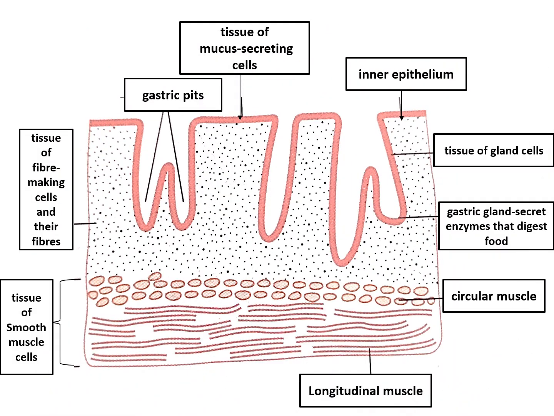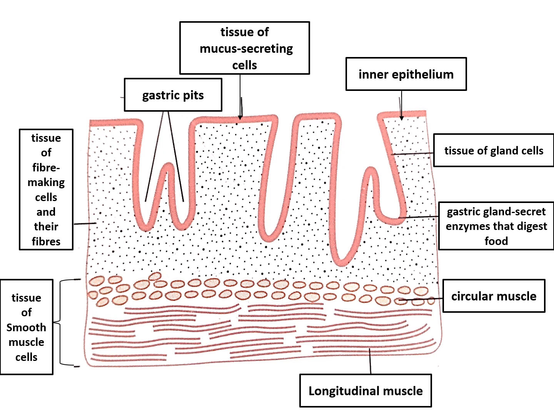Look at this picture. Let's start from the left together. I will find tissue of fiber making cells and their fibers, and tissue of smooth muscle cells. Up, I will find gastric pits, tissue of mucus secreting cells, and I will find inner epithelium and tissue of gland cells, and gastric glands secrete enzymes that digest food, and circular muscle and longitudinal muscle.